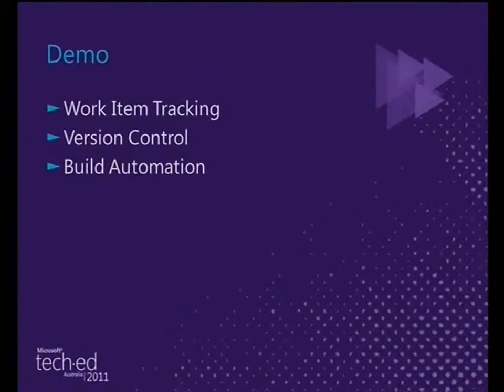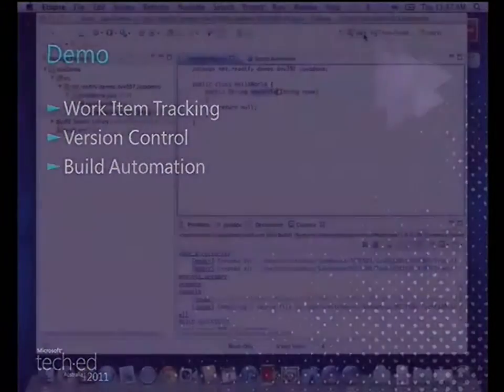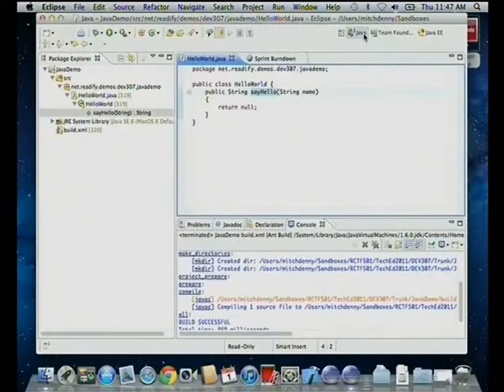So what I want to do is do a bit of a demonstration of how heterogeneous development works with the Team Explorer Everywhere environment using Eclipse. And to prove it works, I'm going to do it on my Mac. Okay. So I've got an incredibly complex Java application, okay, with a rather obvious bug.